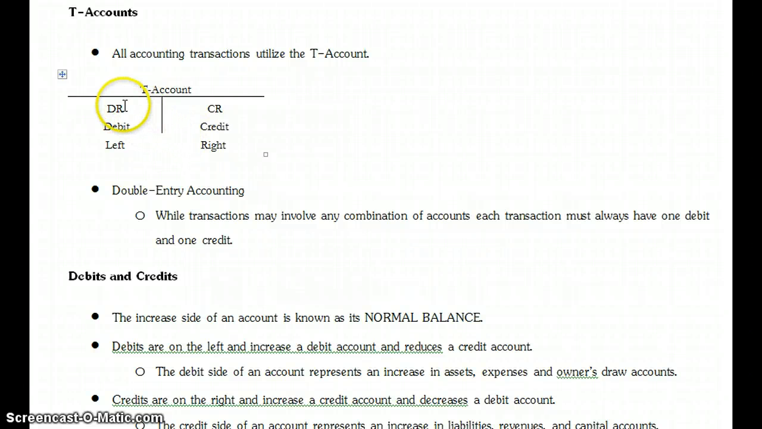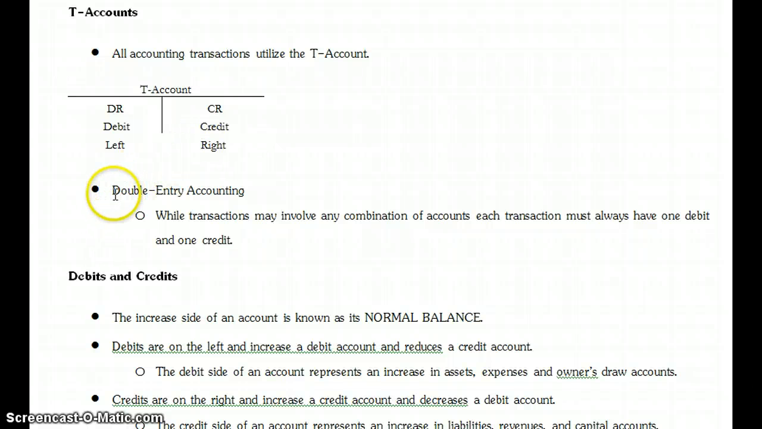There are two sides to the T account. One is the debit side, one is the credit side. Any accounts on the debit side are going to have a normal balance on the left-hand side. Any accounts that are normal balances with credits are going to be located on the right-hand side. I will get to that in just a minute.